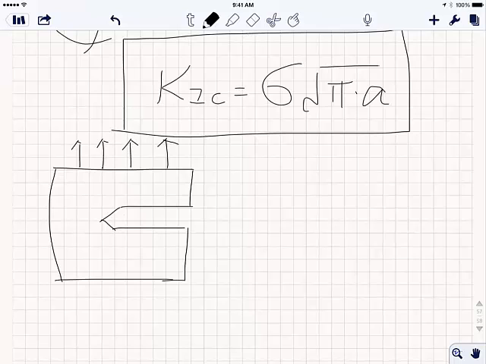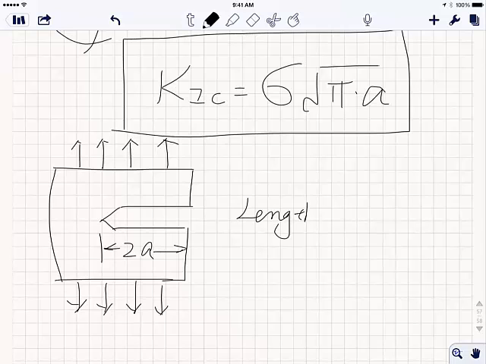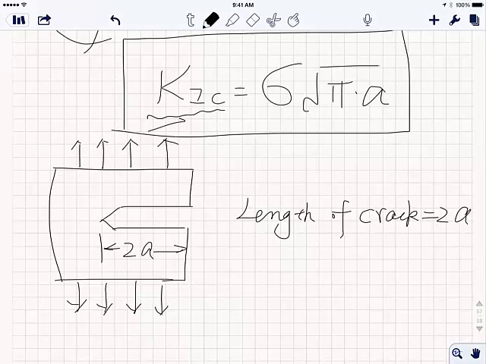length of crack equals 2 times a, then your stress intensity factor, this K1C, basically tells you what the stress is going to be at the crack tip, all right? Because we all know when you apply stress to a material that has a crack, the stress here is going to be very high because of stress concentration, right? Because all here, this is all cracked. Therefore, when you apply stress, the stress at the tip will be really high, right?